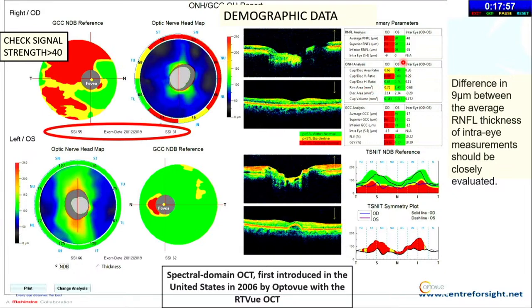This is the summary parameters. Most of us don't look at the summary parameters. It's very important to look at it. It's giving you three bits of information. The first is the retinal nerve fiber layer analysis. So we are getting an average retinal nerve fiber layer analysis, superior, inferior.